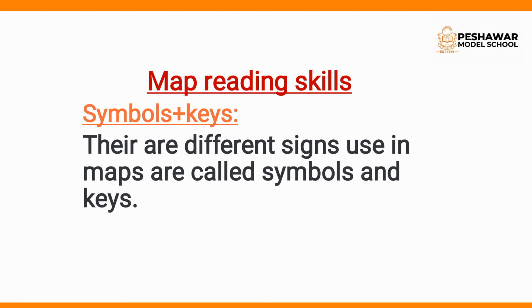Map reading skills. We have some techniques to know about the map, to read the map, or to draw the map. These techniques are known as skills. In the skills, the first topic is symbols plus keys. Symbols and keys are actually the signs which we use in a map. So these signs are known as symbols and keys.